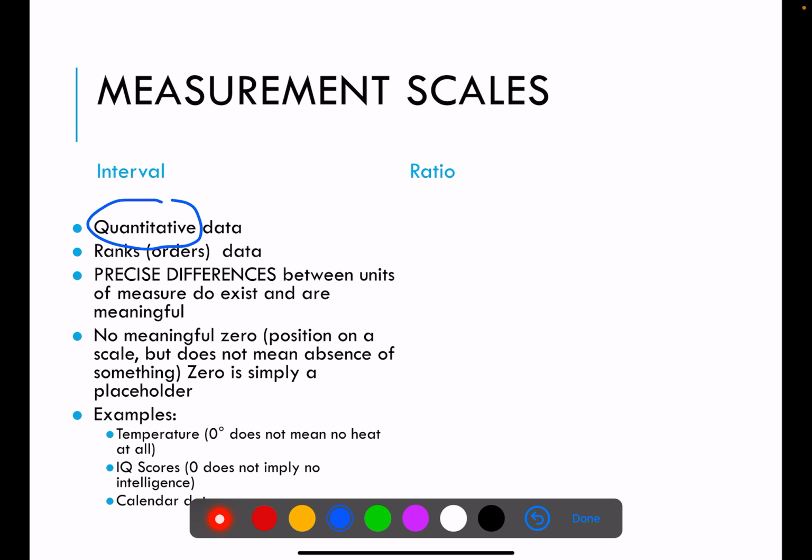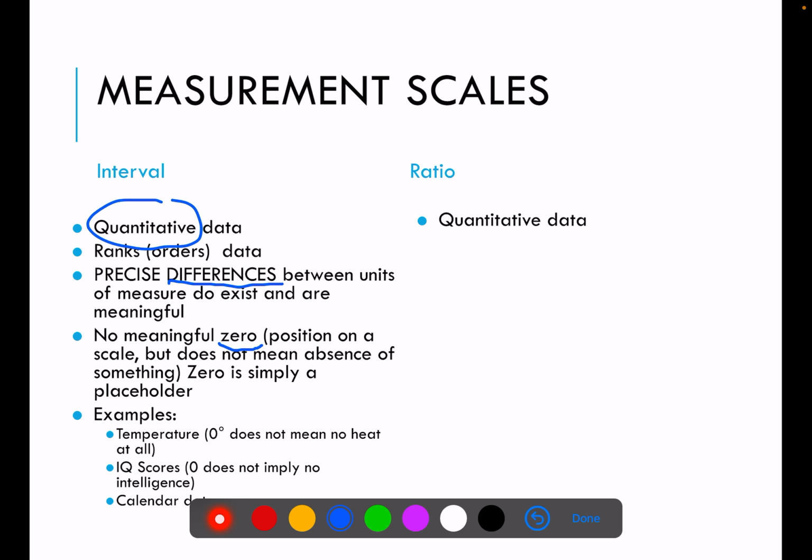There are some examples. Temperature: 0 does not mean no heat at all. IQ score: 0 does not imply no intelligence. Calendar days. So those are interval data, where you can perform difference or subtraction on those data, which will make sense. But the only thing is no natural meaningful 0.